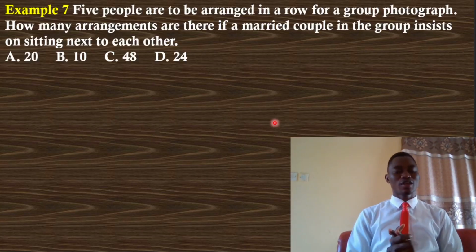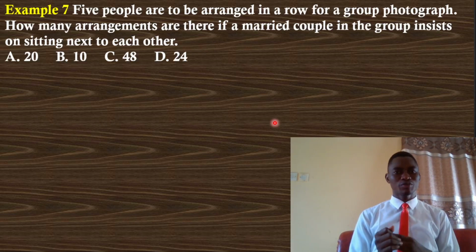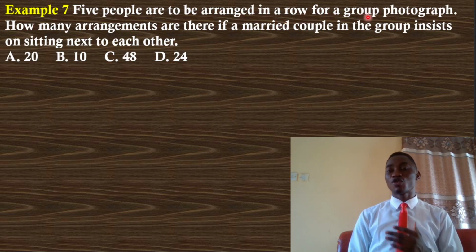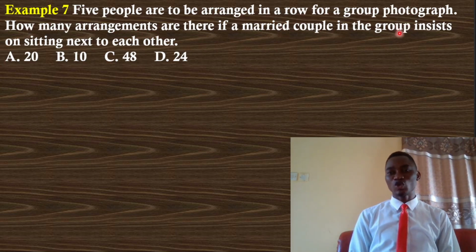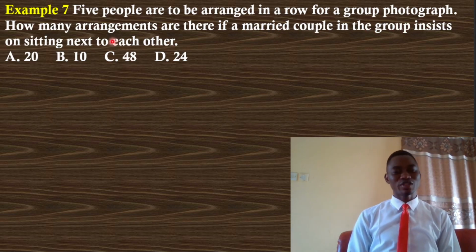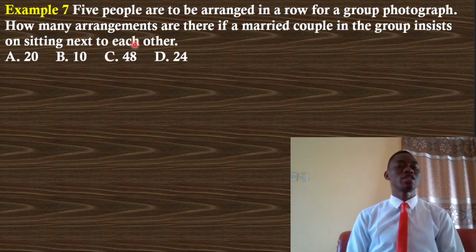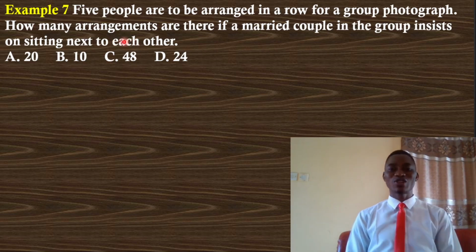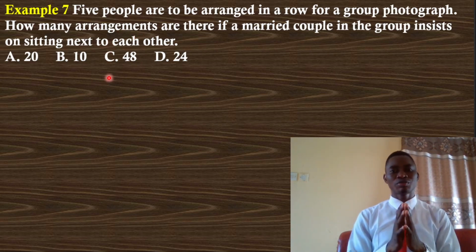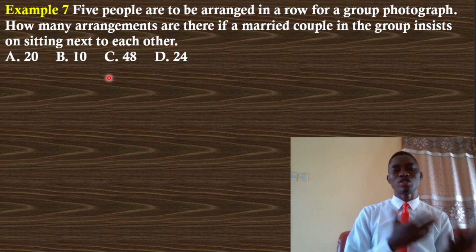We have example 7 that says 5 people are to be arranged in a row for a group photograph. How many arrangements are there if a married couple in the group insist on sitting next to each other? Wow, an interesting question. Of course, it is expected the couple should sit next to each other. This kind of permutation is called conditional permutation, or permutation with condition.